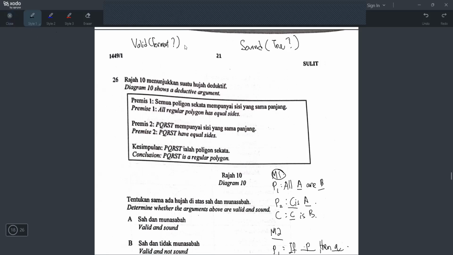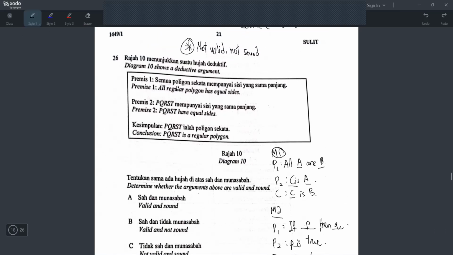And one more thing, I put a star here. If the argument is not valid, then it's automatically not sound. In your textbook, your textbook is wrong, because your textbook has one example where they put not valid but sound. Actually, if it's not valid, it's automatically not sound already. So you don't follow the textbook, you follow what I say now. If the argument doesn't follow the format, it's straight away not sound, right?